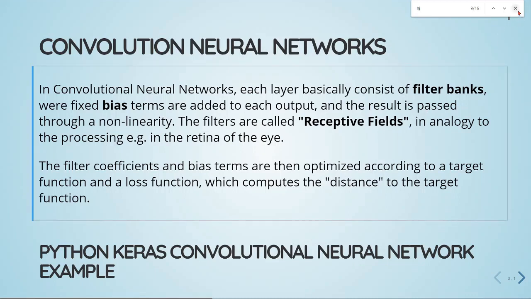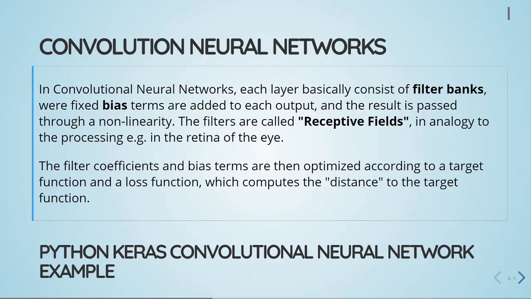We will now take a look at the convolutional neural networks. It has a different architecture and different idea behind it. So in convolutional neural networks, each layer basically consists of filter banks where fixed bias terms are added to each output and the result is passed through a nonlinearity.